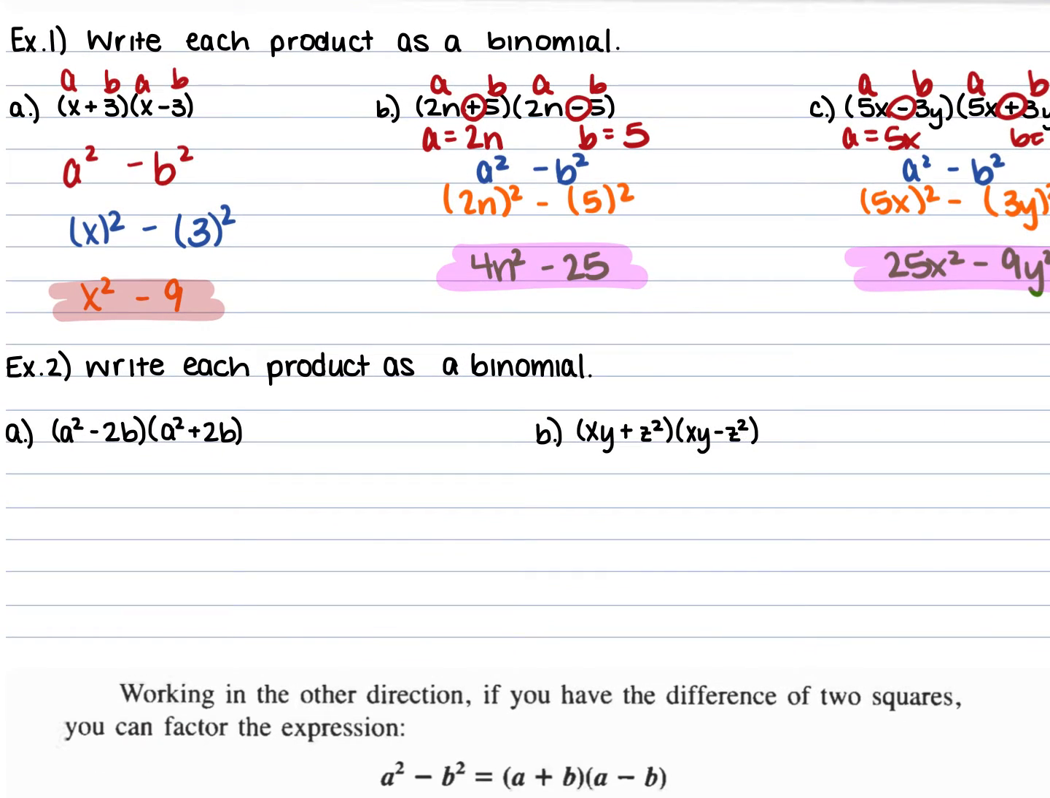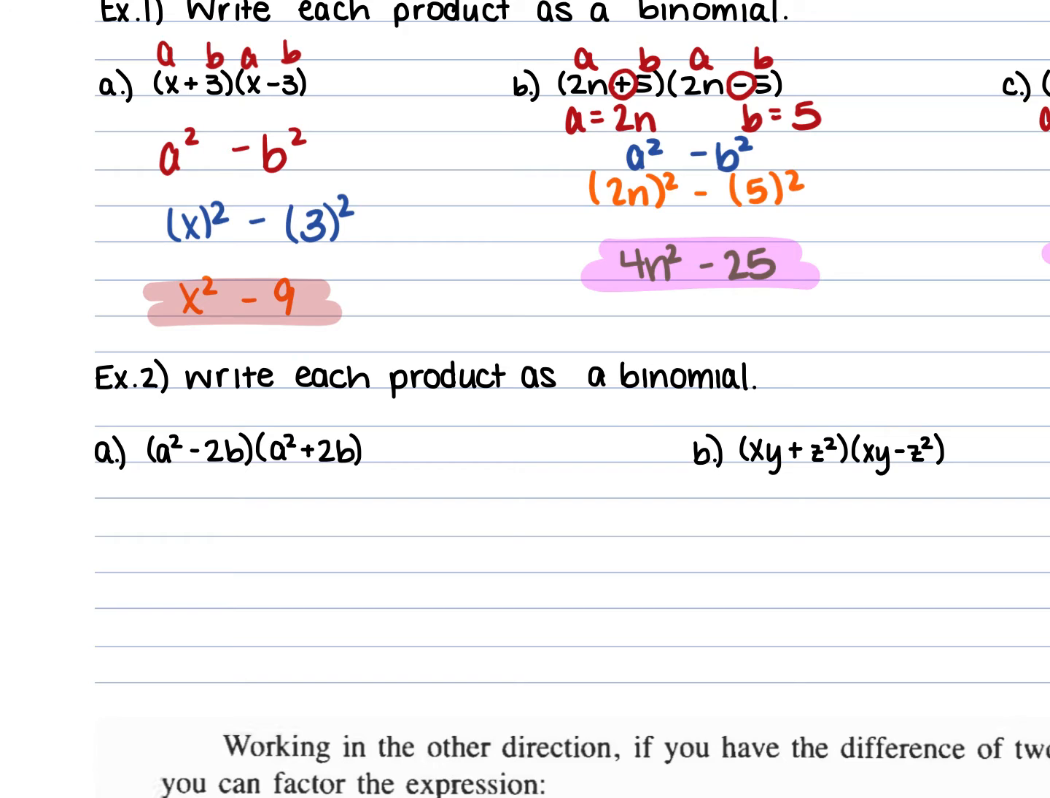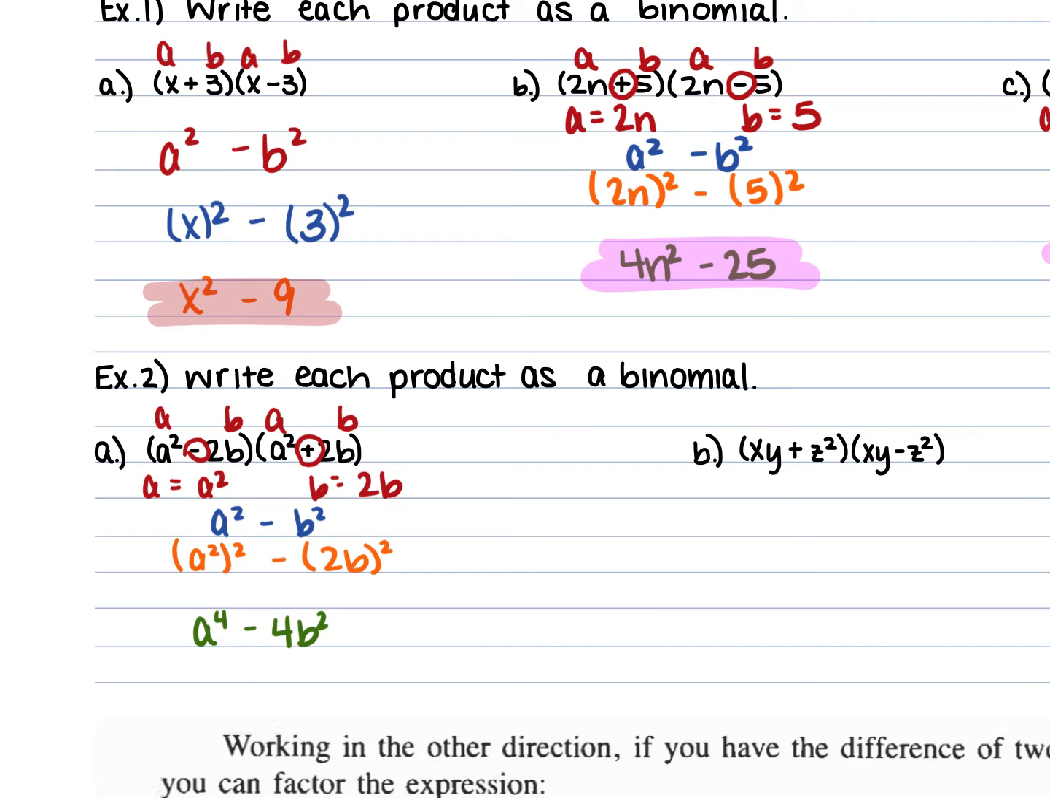For example 2, we're doing the same exact thing. For A, we have a squared minus 2b times a squared plus 2b. Again, you have opposite signs between these terms. Your A is the a squared, your B is the 2b. So A is equal to a squared, B is equal to 2b. We're going to use A squared minus B squared. So this is going to be a squared raised to the second power minus 2b raised to the second power. The a squared raised to the second power is a to the fourth power, and 2b to the second power is 4b squared. So a to the fourth power minus 4b squared.